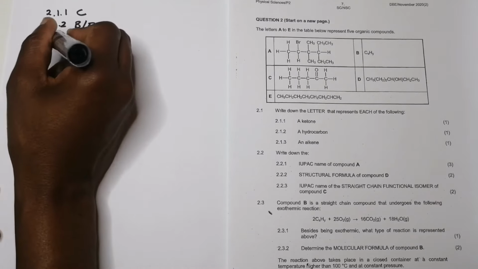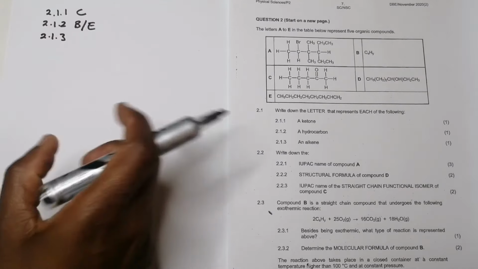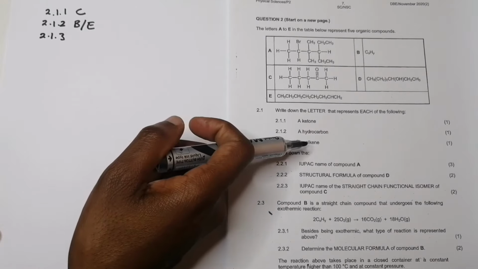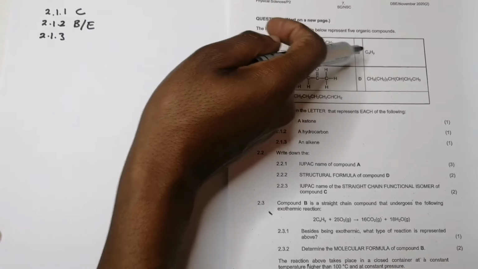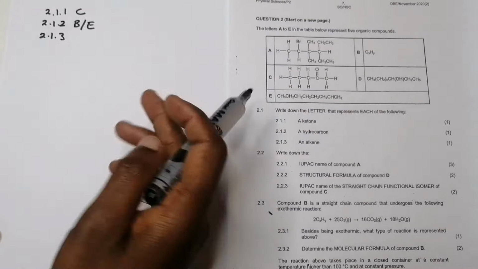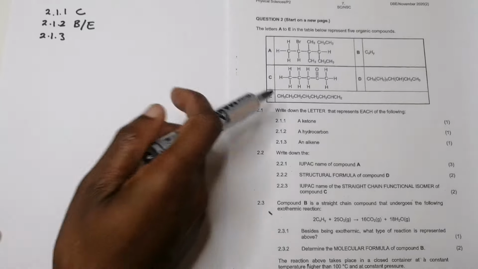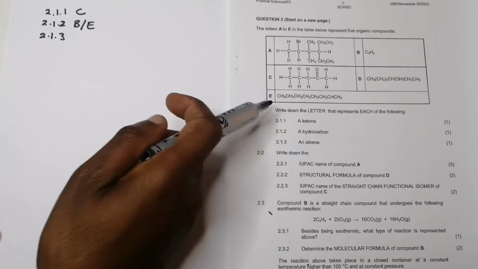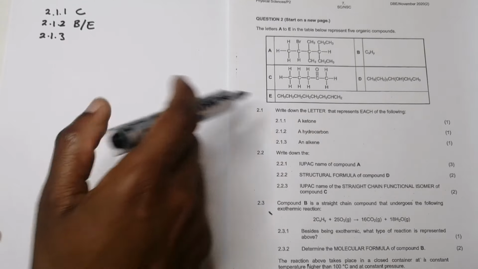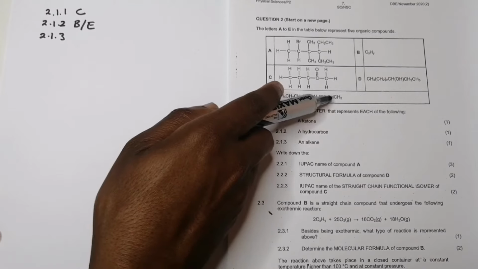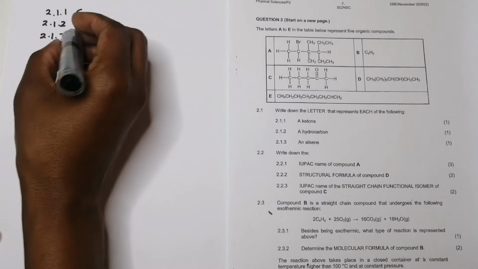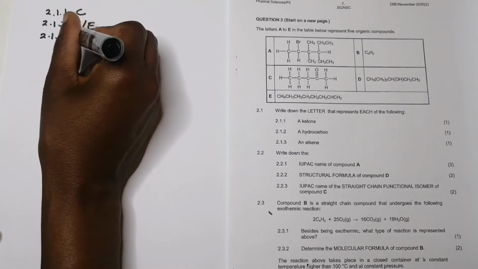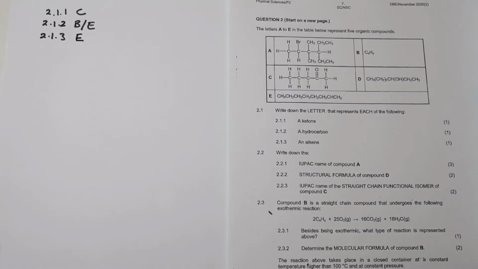And then what about 2.1.3? They wanted an alkene, all right? And as I indicated to you, we couldn't tell whether B is an alkene or not, since we don't know what X and Y are. But this one I can definitely tell in this case, because you see there's not a maximum number of hydrogens there between those two carbons. So definitely this tells me this should be our alkene, right?